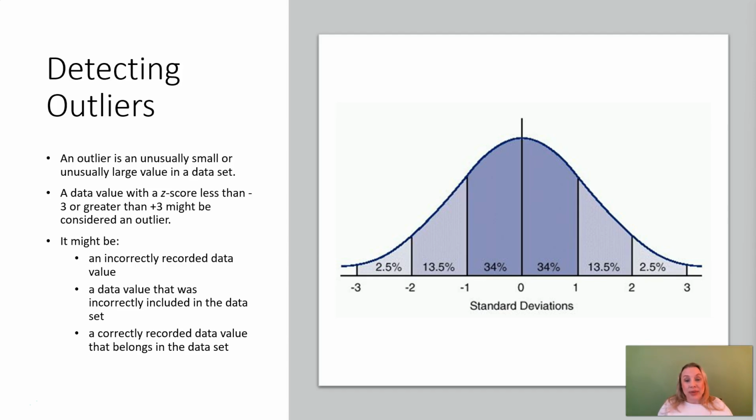Oftentimes we use this as a reference to determine if something is an outlier. It's very common to use plus or minus 3 standard deviations. Sometimes you might use 1.96, depending on what your rule is for the data that you're looking at.